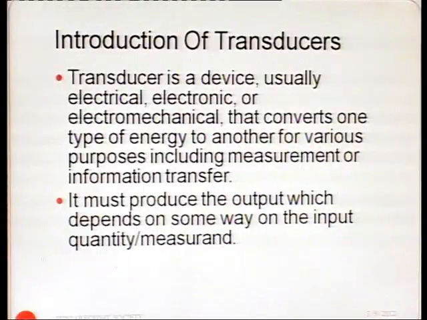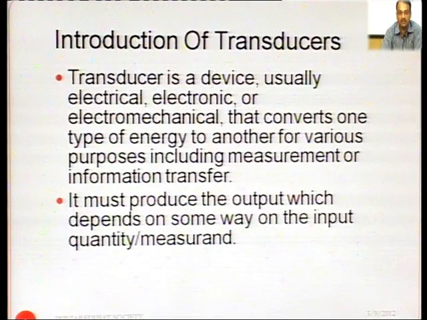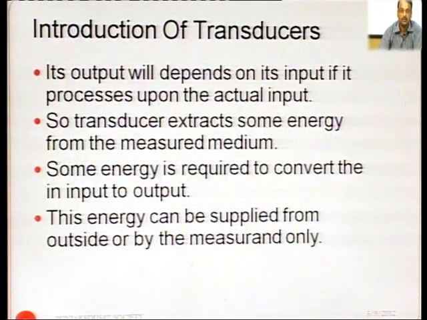According to this, a transducer is a device, usually electrical, electronic or electromechanical, that converts one type of energy to another for various purposes including measurement or information transfer. It must produce an output which depends in some way on the input quantity. That means a transducer is a device used to convert one physical quantity into another physical quantity, and that output depends upon the input.